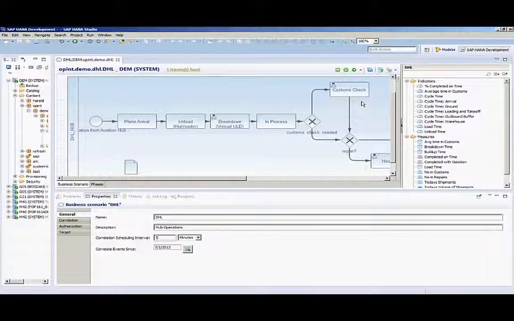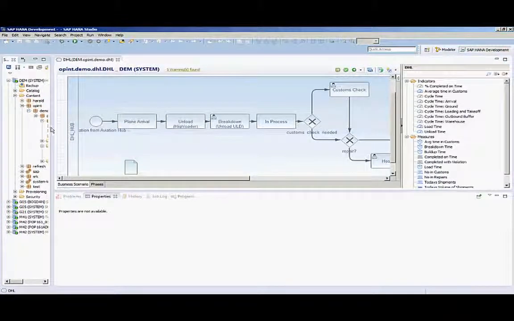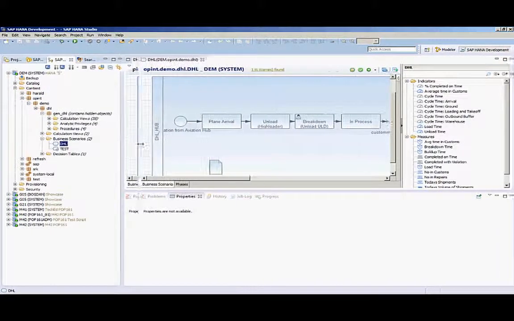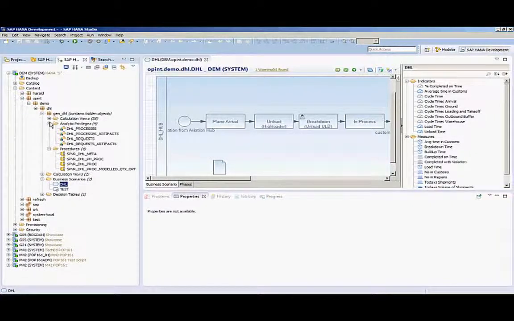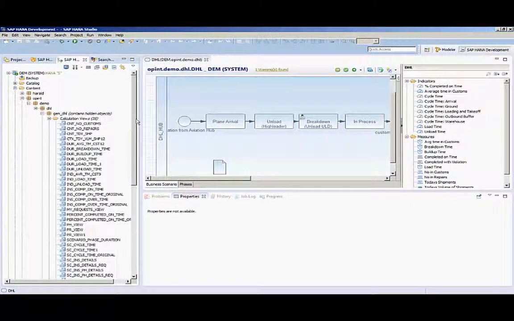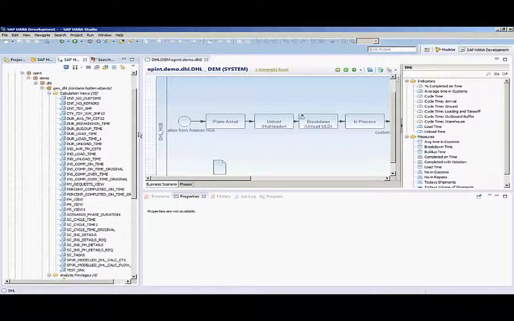Once he's done configuring this business scenario, Frank just clicks on a button and he generates all the necessary HANA artifacts that are needed for the scenario to run. All the calculation views, the analytical privileges, the procedures, and everything that's needed to make the scenario really run. So he doesn't have to write any line of HANA code to achieve this.